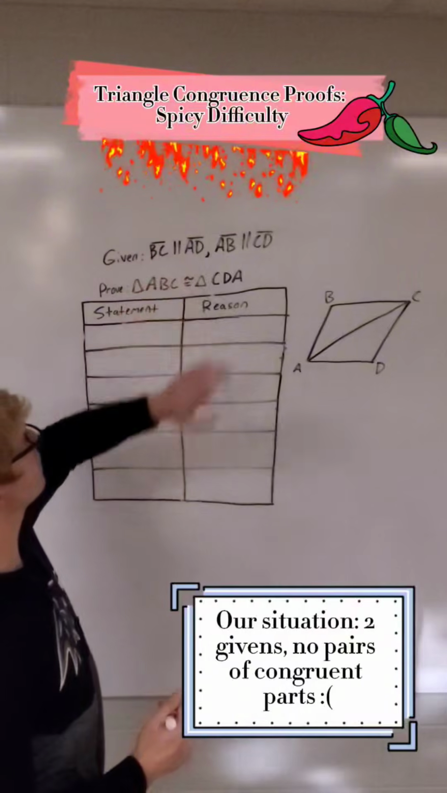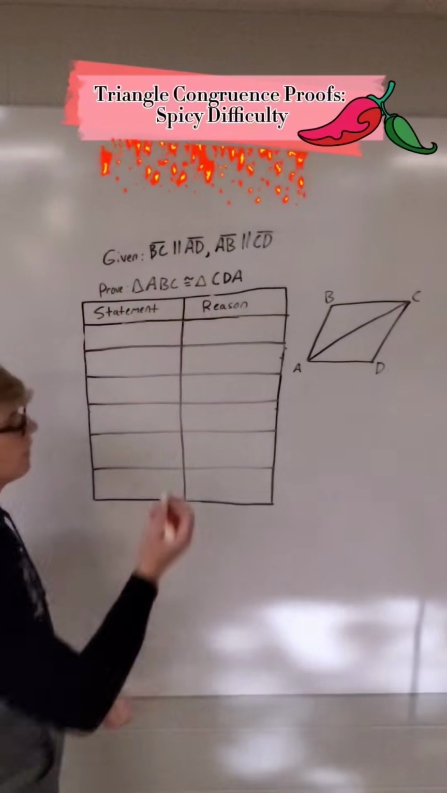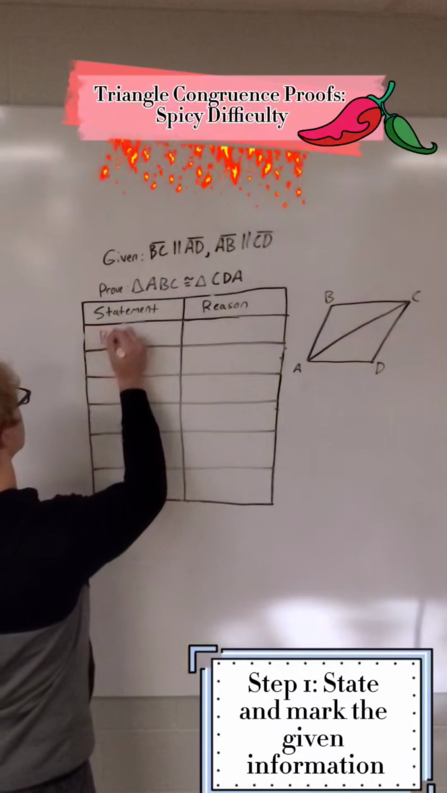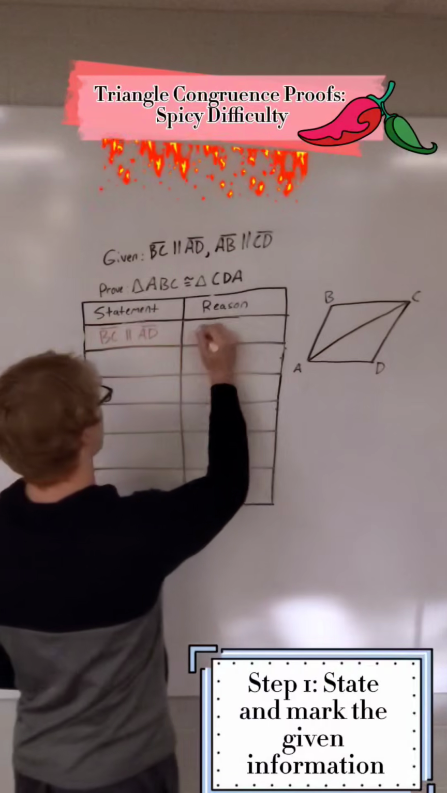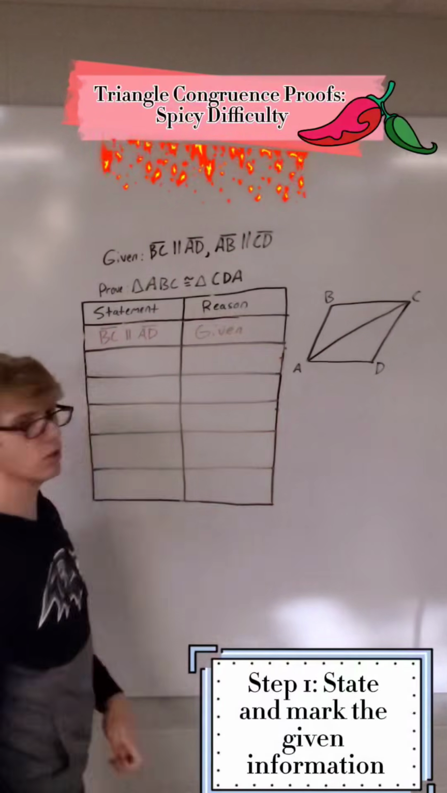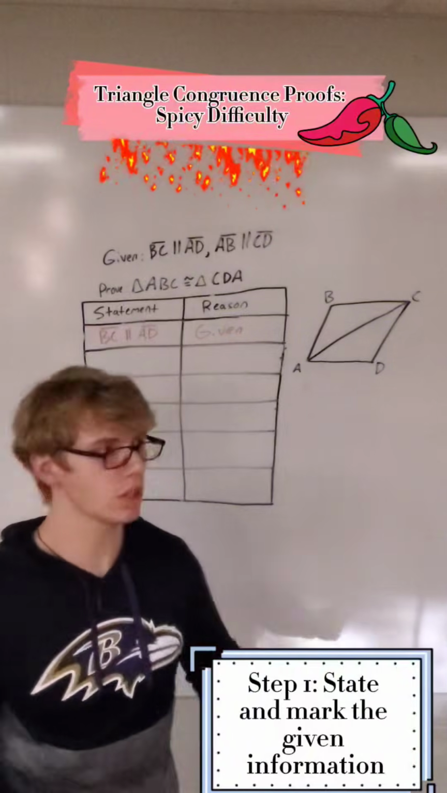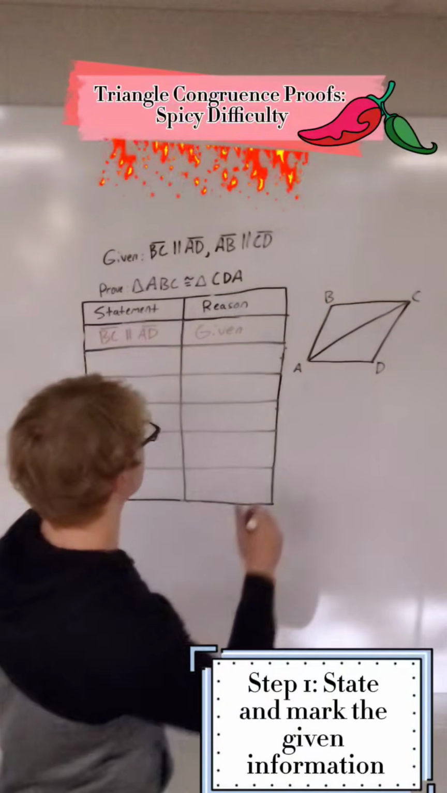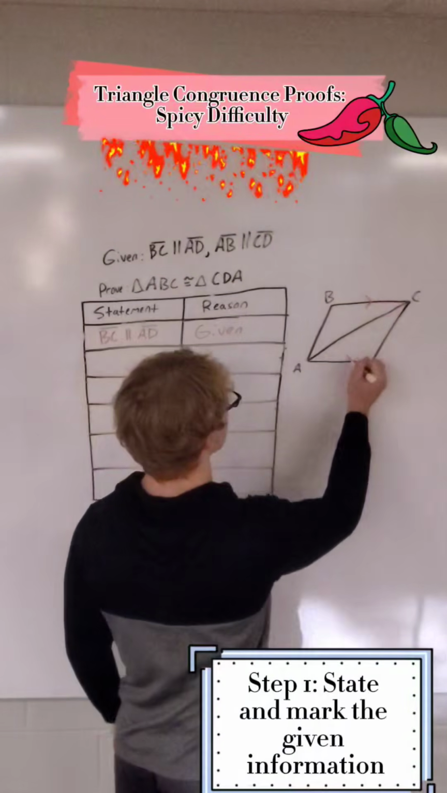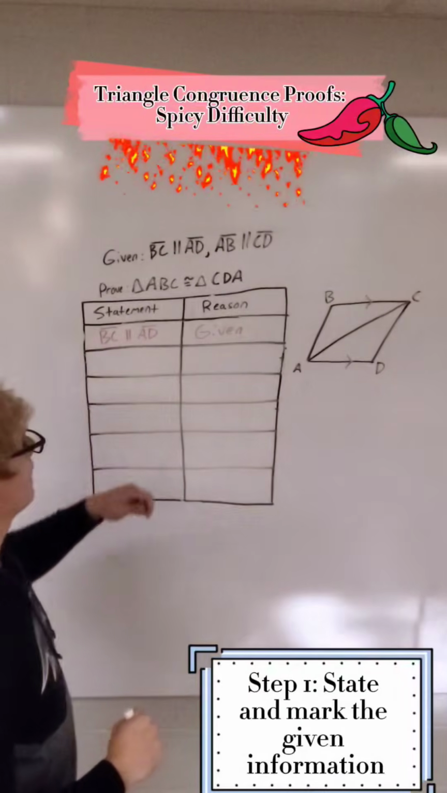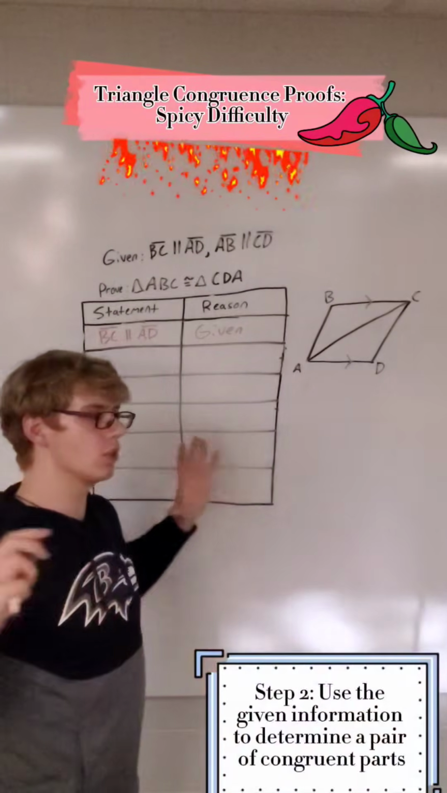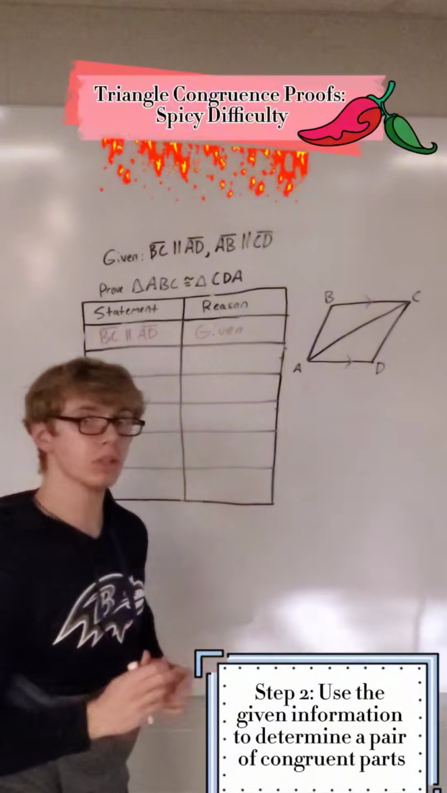We know that BC is parallel to AD, and that is given to us. So I'm gonna write BC is parallel to AD, and our reason would be given. Now, I always encourage you to mark up your picture, okay? So I'm going to mark these with arrows going in the same direction. That means that they are parallel to each other, right? Now, this isn't a star, it does not give us a piece of congruent information. However, it will lead to one.